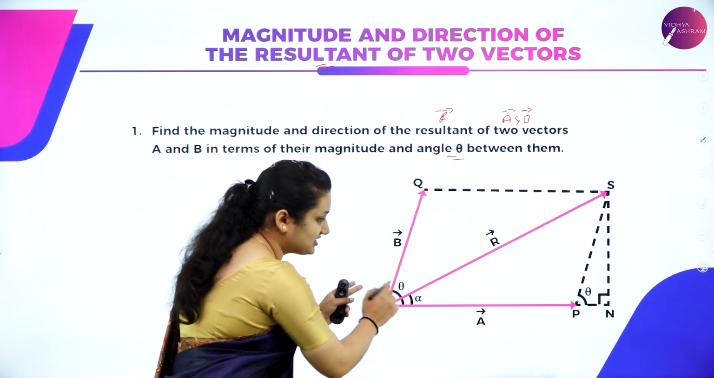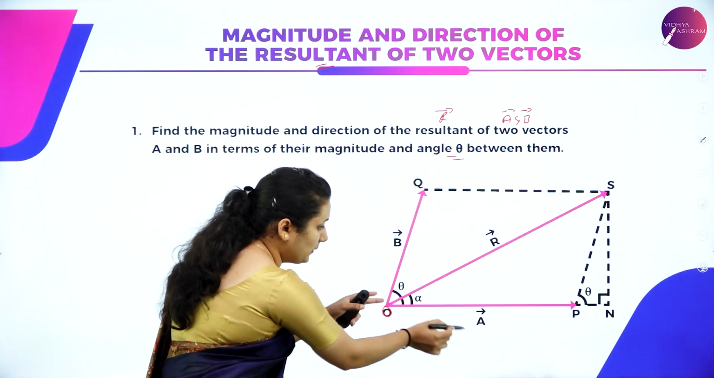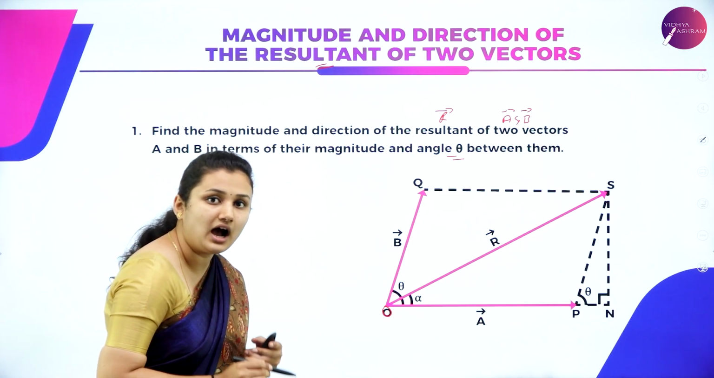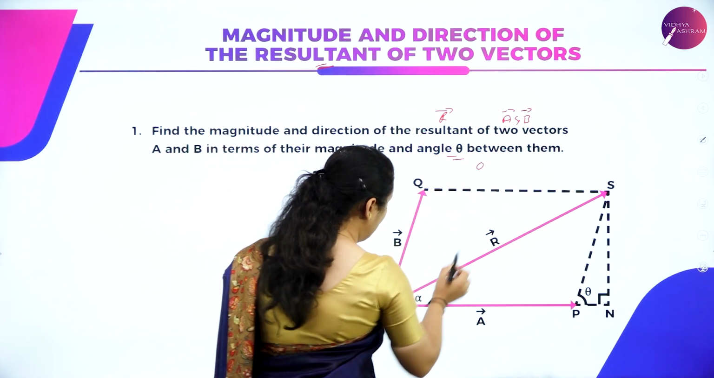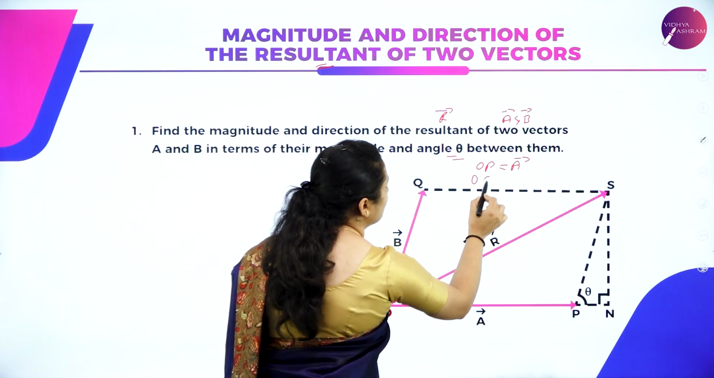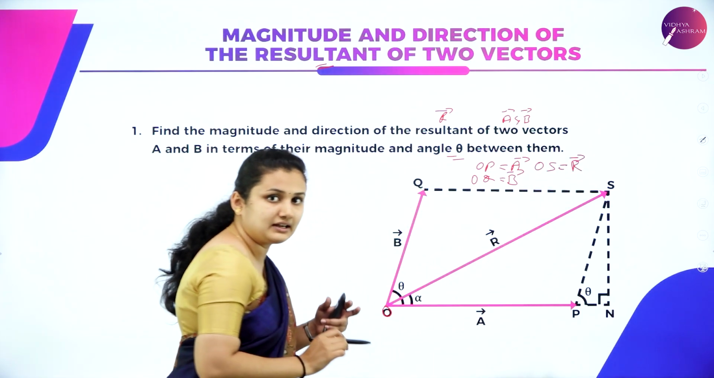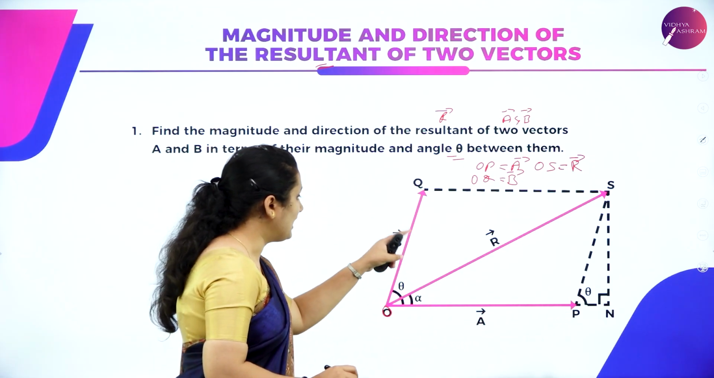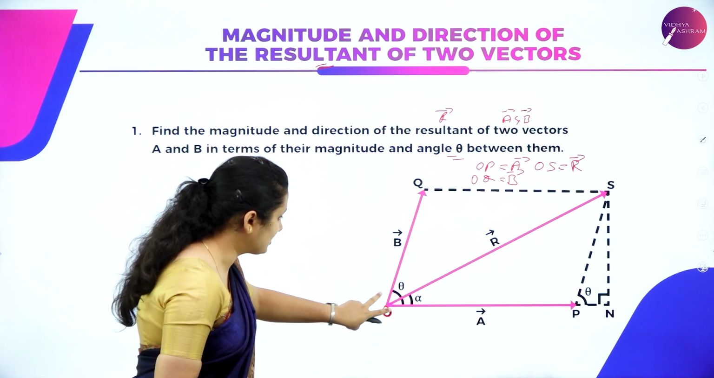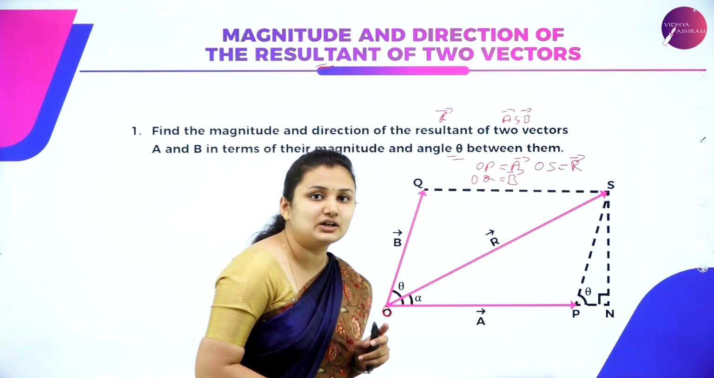I have two adjacent sides in the parallelogram acting at a common point O. From this common point of intersection of two vectors, I am drawing a diagonal which is OS, that is my resultant vector R. Now you can see line segment OP is represented by vector A, OQ is represented by vector B, and OS, the diagonal, is the resultant vector R. Clear? OP represents vector A, another adjacent side of the parallelogram OQ represents vector B. From the point of intersection of the two adjacent sides, from O, we are drawing a diagonal OS, that gives me the resultant vector R.